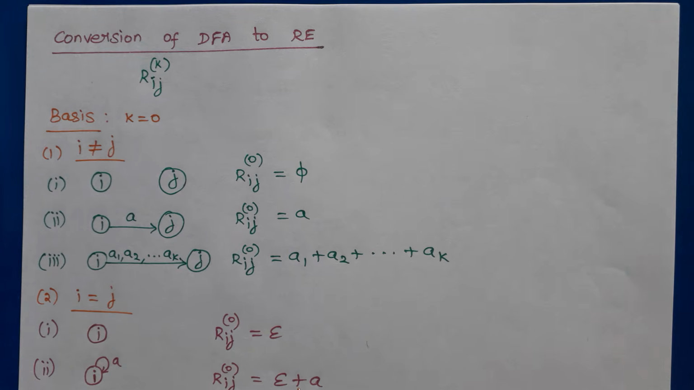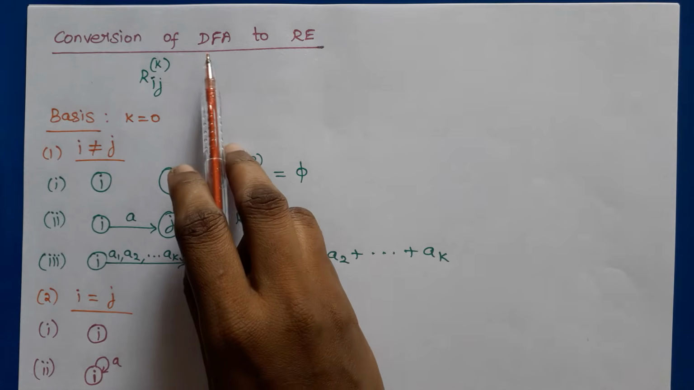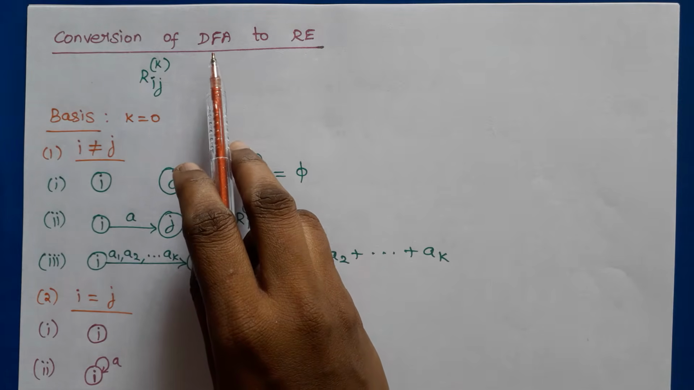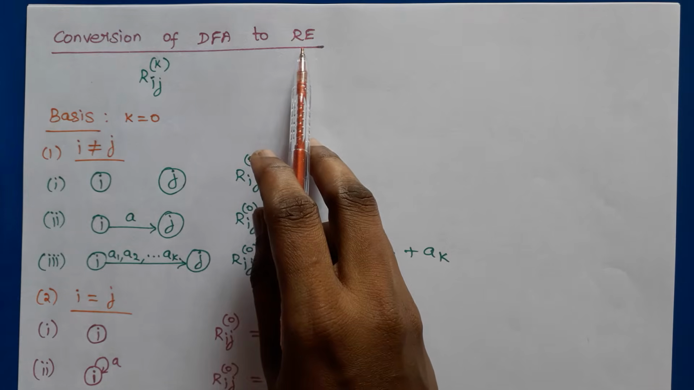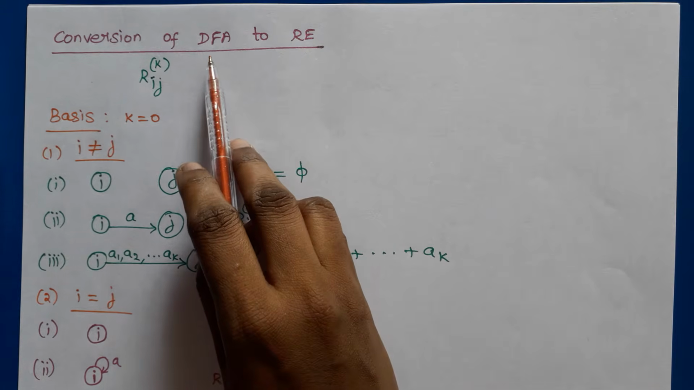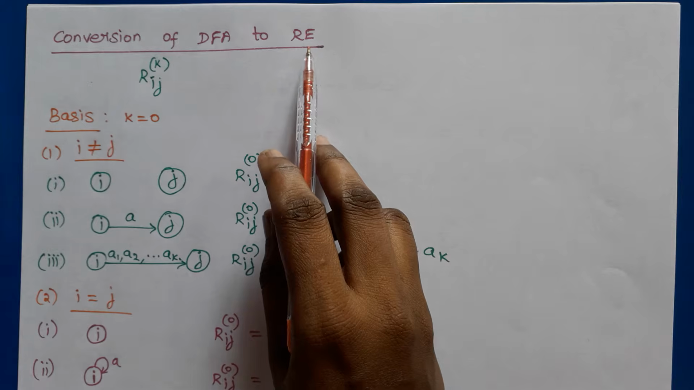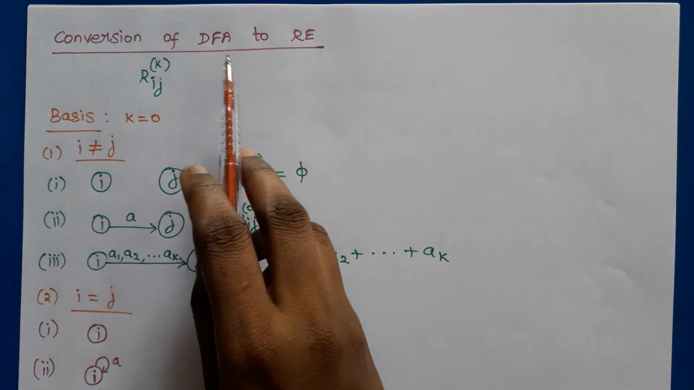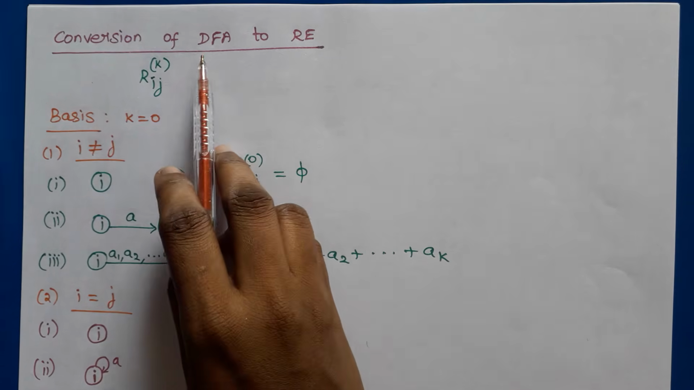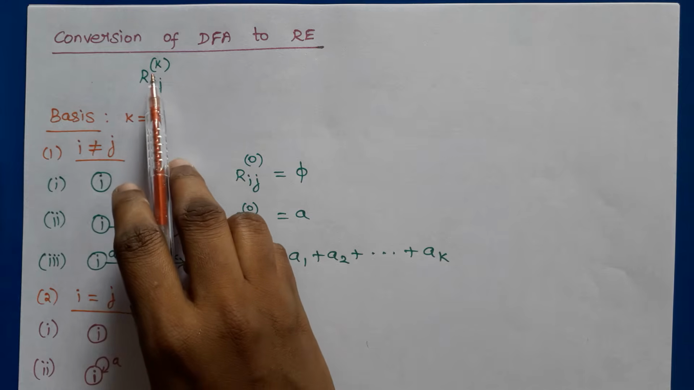Hello everyone. In this lecture we are going to discuss conversion of DFA to regular expression. If a language is defined by a DFA, it can also be defined by a regular expression. So for each DFA there is an equivalent regular expression. We can find the regular expression from the given DFA using the R_ij^k method.